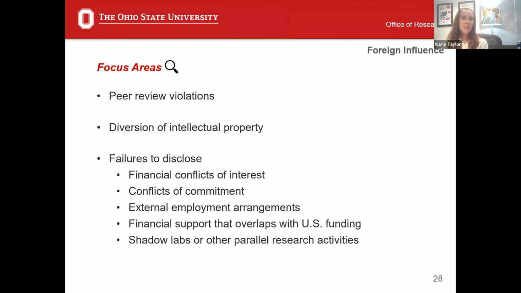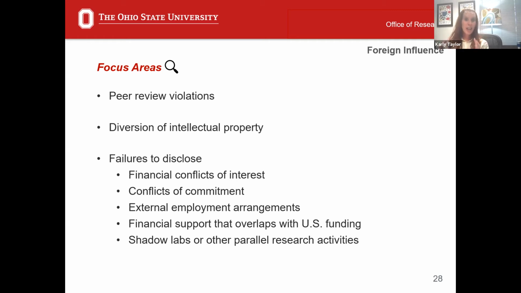So we're seeing the different areas that both law enforcement and our federal funding agencies are focusing in on, and they're focusing on different buckets. They're looking at peer review violations, where individuals responsible for doing peer reviews are inappropriately sharing confidential information that they shouldn't be sharing. We're seeing diversion of intellectual property, where those working on technology are sharing it inappropriately, or using resources that they should be using here at Ohio State and doing that elsewhere.